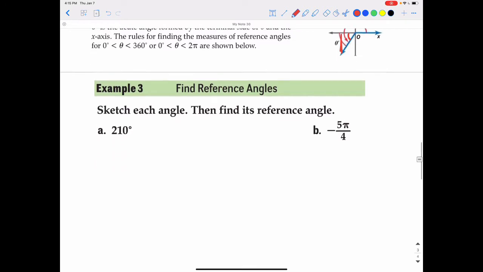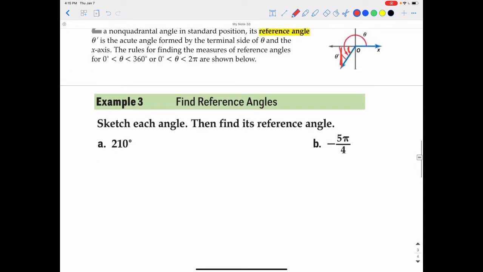Example 3 says find the reference angles. Sketch each angle, then find its reference angle. So sketch a 210-degree angle. Draw on a set of axes a 210-degree angle.